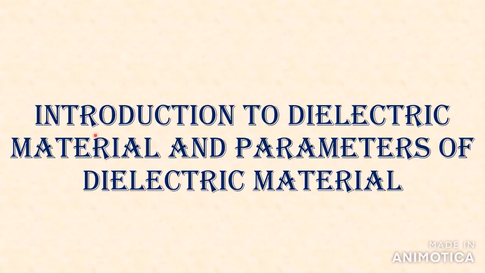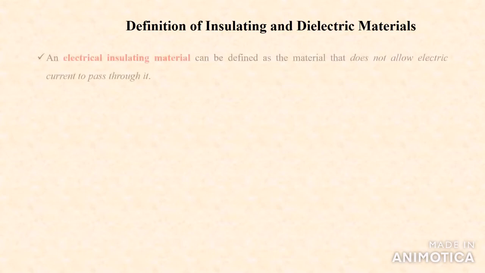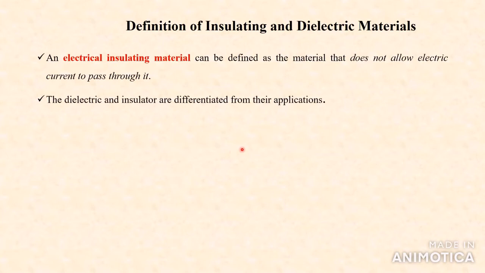In this lecture, we'll discuss the introduction to dielectric material and parameters of the dielectric materials. So first we'll see what an insulator is, what a dielectric material is, and what the difference between these two is. An insulating material is defined as a material that does not allow the electric current to pass through it.